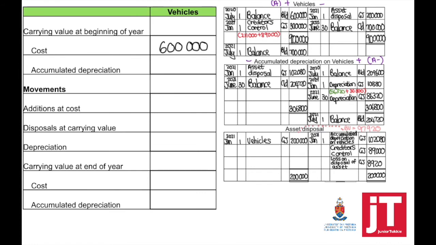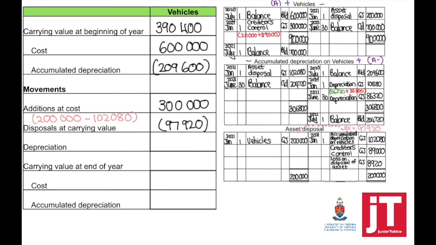So if I look at the cost in the beginning, 600,000, it's the balance in the beginning, minus accumulated depreciation in the beginning, cost minus accumulated equals the book value, plus additions, the 300,000, minus disposal at carrying value. It should always be at book value. Show your calculations in brackets.